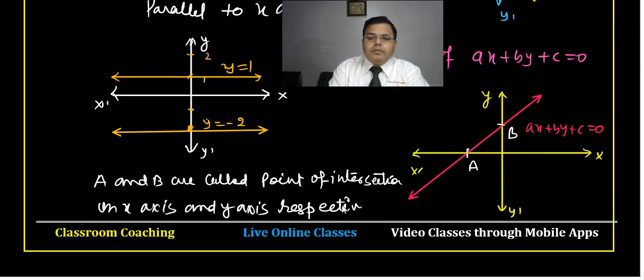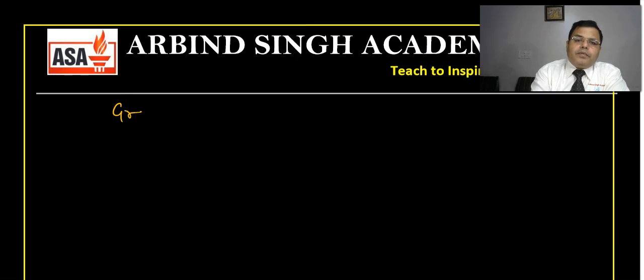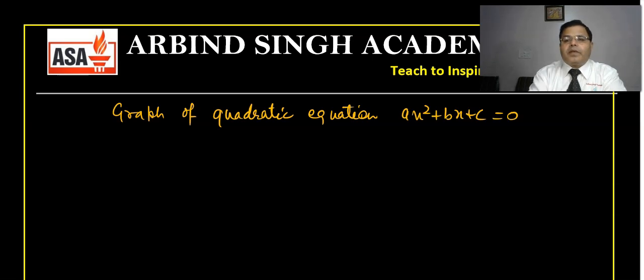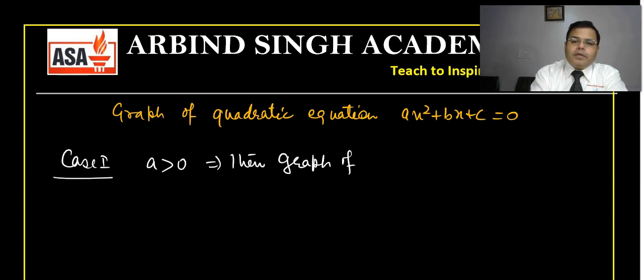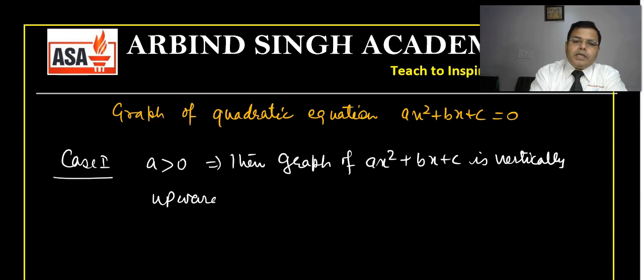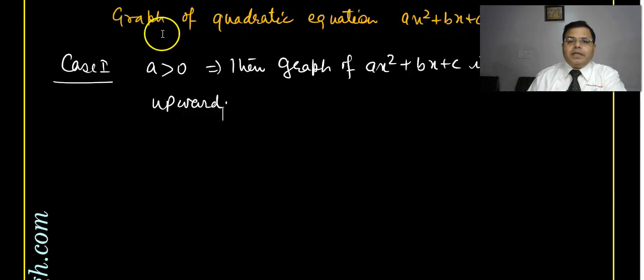Okay? Now let us learn the graph of a quadratic equation, ax square plus bx plus c is equal to 0. Now consider the following case first. What is the graph of ax square plus bx plus c? If a is positive, then the graph of ax square plus bx plus c is vertically upward, right?